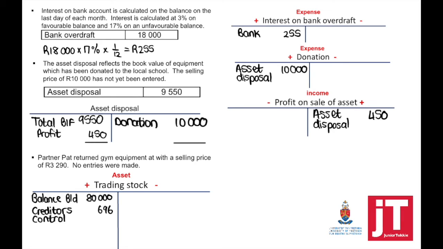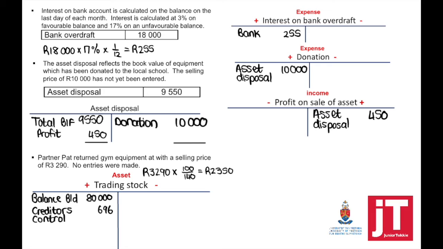Partner Pat returned gym equipment with a selling price of 3,290. No entries were made. Do not think it's not relevant to the question, because they've asked us only to complete the statement of comprehensive income. And which two accounts are involved here? Drawings and trading stock. When we need to calculate surplus or deficit, the physical stock account balance is compared to your new updated balance in your trading stock. So we need to show any movement with regards to the trading stock.